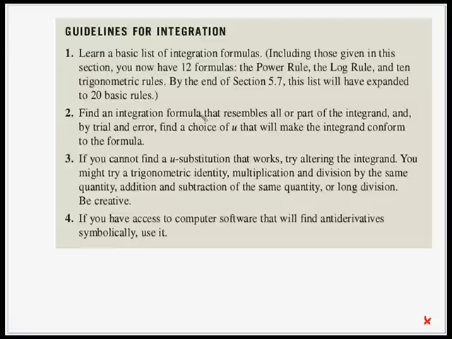Find an integration formula that resembles all or part of the integrand, and by trial and error, find a choice of u that will make the integrand conform to the formula. If you cannot find a u substitution that works, try altering the integrand. You might try a trig identity, multiplying and dividing by the same quantity, adding and subtracting the same quantity, or long division. Be creative. If you have access to computer software that will find antiderivatives symbolically, by all means use it.